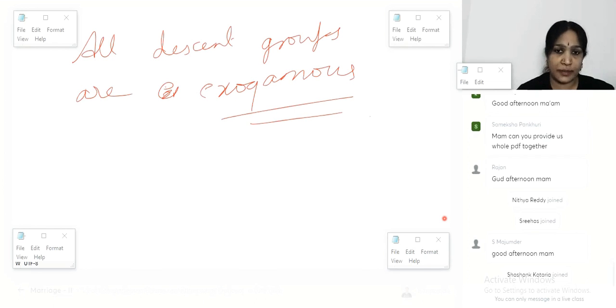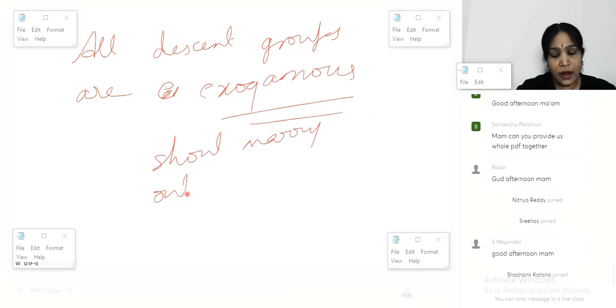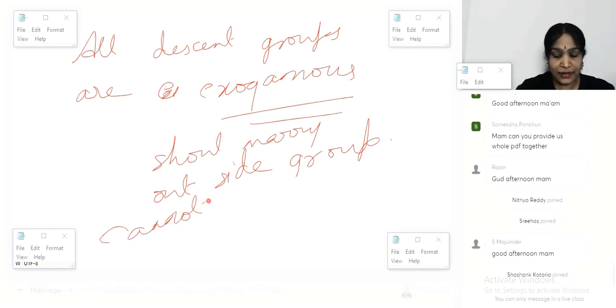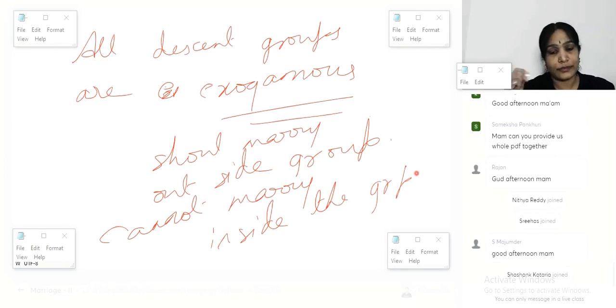Now, what do you mean by exogamous? Exogamous means you should marry outside the group, or cannot marry inside the group. Exogamous unit: use the word once and remember it. It means a group of people who cannot marry within that group. They have to marry outside that group only. Such a group of people is called an exogamous unit.